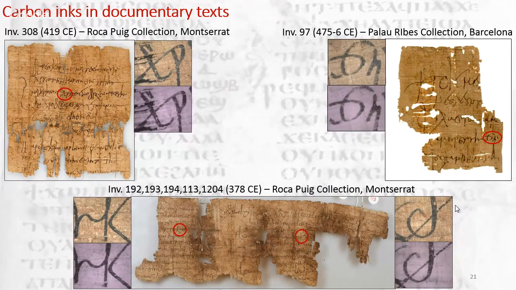You see, these are all documents coming from 5th century, 4th century, in a period in which iron wool was already in use for literary manuscript. We find carbon ink on documentary manuscript. So this poses a question, right? Is it possible that the type of ink was actually connected to the type of manuscript, documentary or literary?